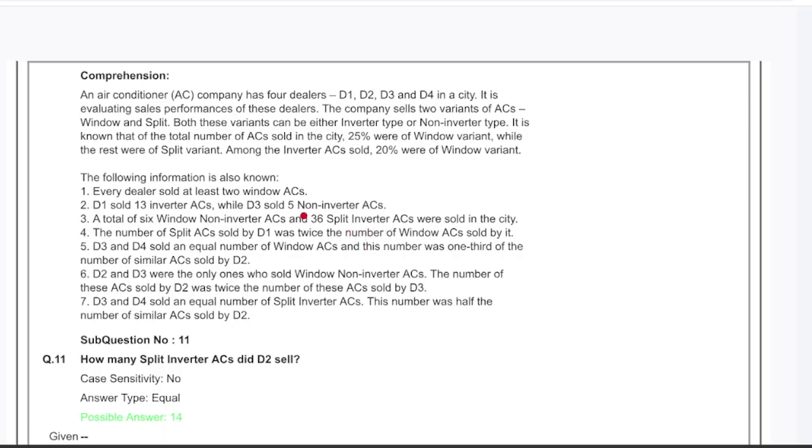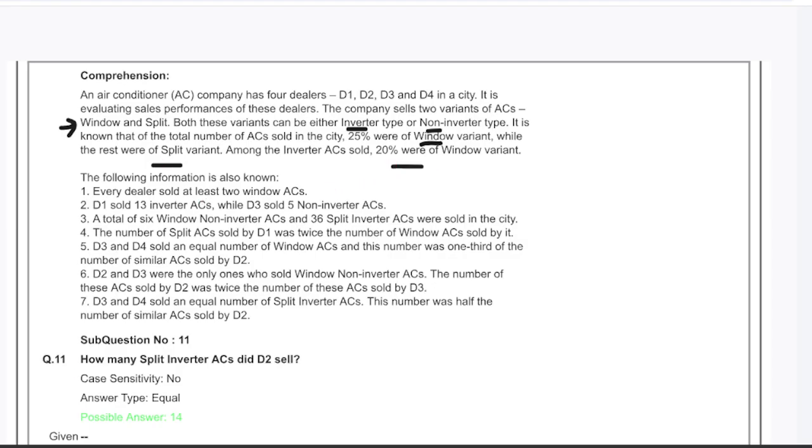It says an air conditioner AC company has 4 dealers, D1, 2, 3, and 4. It's evaluating sales performance of the dealers. The company sells two different variants of AC, window and split. Both these variants can be either inverter type or non-inverter type. It is known that of the total number of ACs sold in the city, 25% were window, and the rest were split. Among inverter ACs sold, 20% were window.